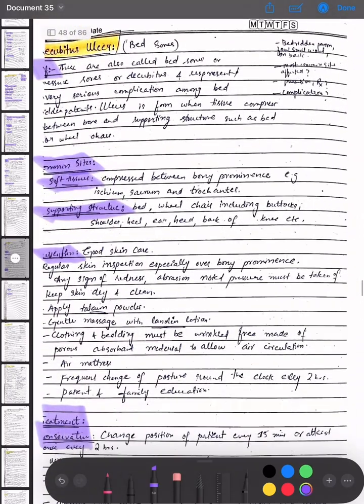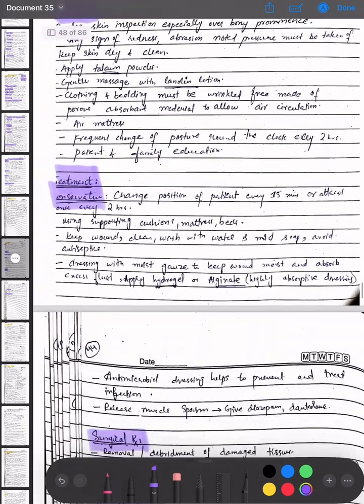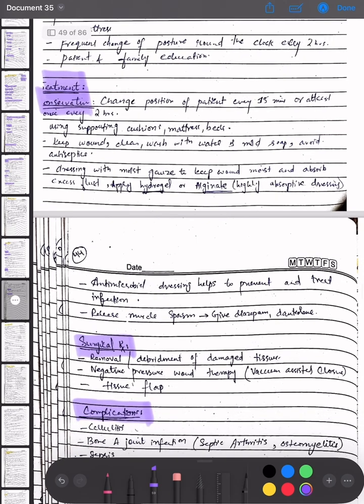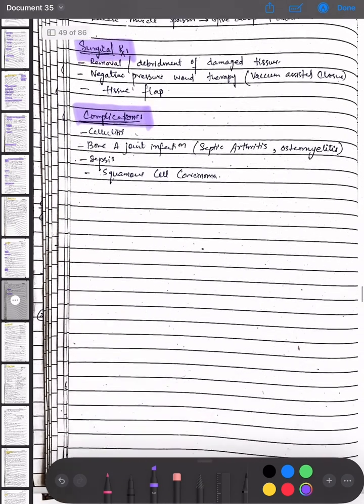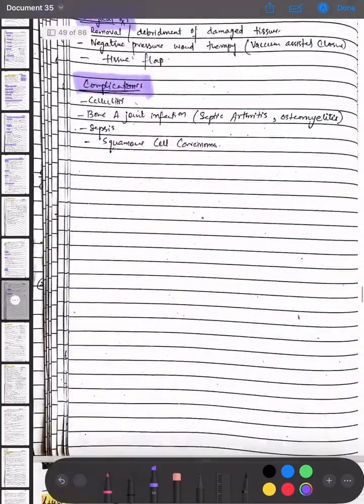So, what did we discuss in decubitus ulcer? Its definition. What are the common sites? These are soft tissues and supporting structures. How can we prevent a decubitus ulcer? By good skin care. What are the treatment options? There is conservative treatment and surgical treatment. And then, what are the complications that can occur due to this decubitus ulcer? We have discussed these in this section.